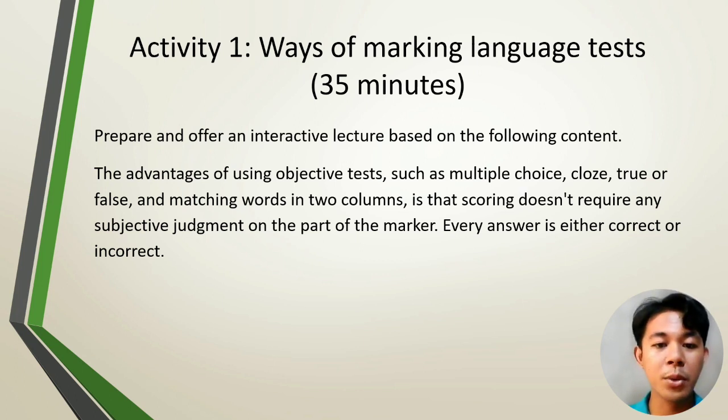The advantage of using objective tests such as multiple choice, cloze, true or false, and matching words in two columns is that the scoring does not require any subjective judgment on the part of the marker. Every answer is either correct or incorrect. There is also an advantage to some of the exam types, for example the matching type, because it does not require any judgment, since the answer is either right or wrong.